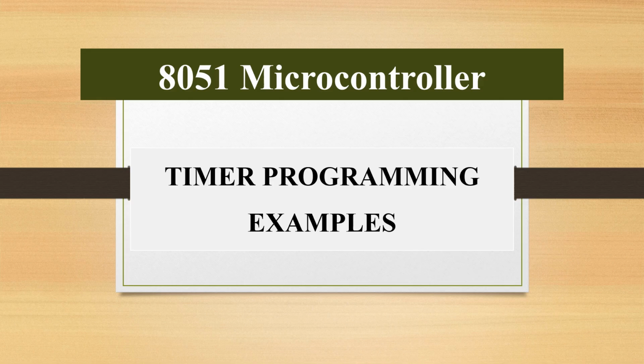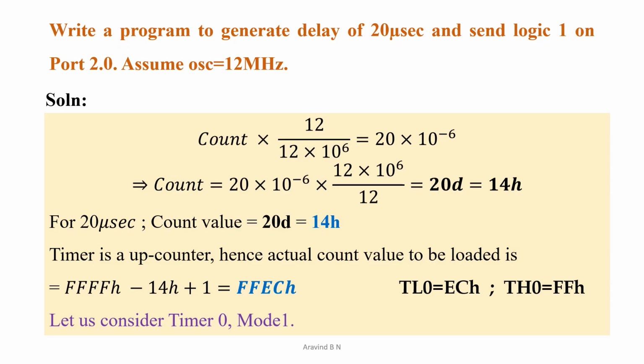In this session, we are going to understand the timer programming examples in assembly language programming. Let us go through the question. Write a program to generate a delay of 20 microseconds and send logic 1 on port 2.0. Assume the oscillator frequency is equal to 12 megahertz. Try to understand the question first.